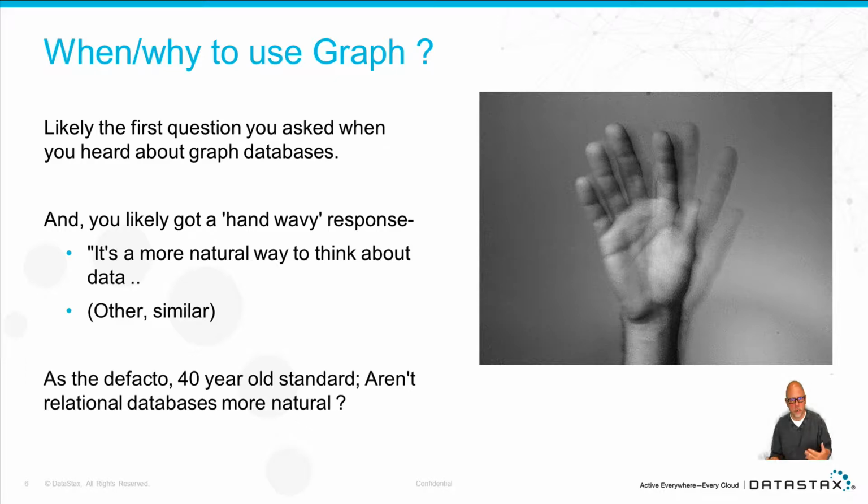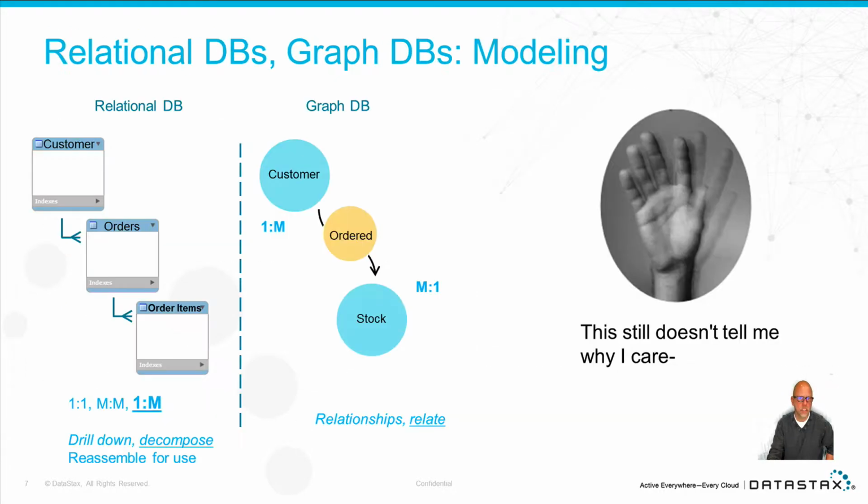For someone to say that a graph database is a more natural way to think or model data seems a little in contrast with relational databases. Relational databases have been around for 40 or so years. They are the de facto standard still for most people. Wouldn't that seem to be a more natural choice?